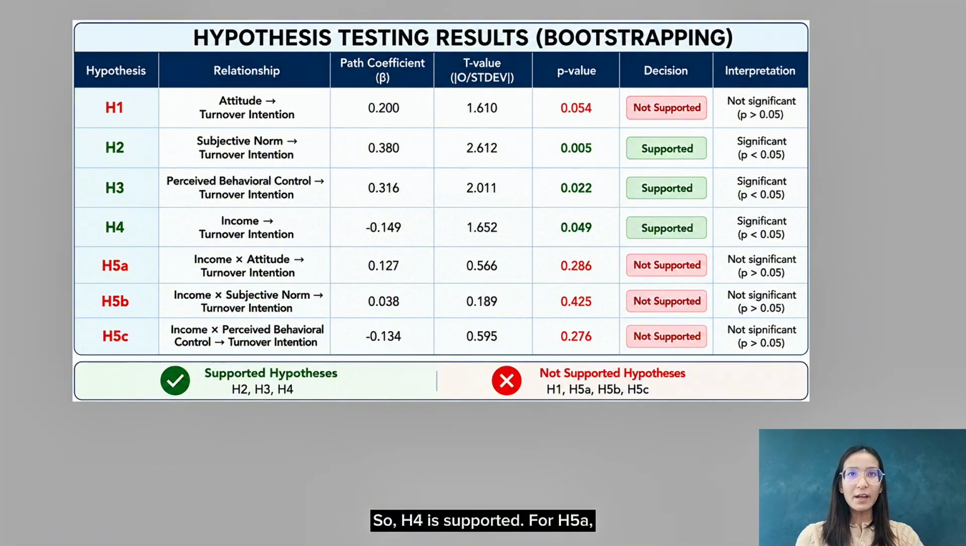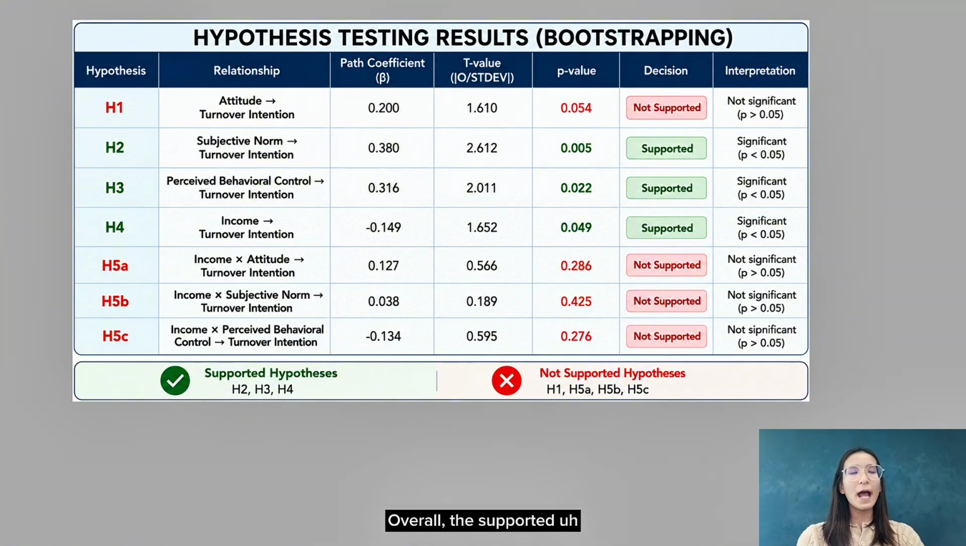For H5a, the income x attitude moderation effect has a p-value of 0.286. For H5b, the income x subjective norm moderation effect has a p-value of 0.425. For H5c, the income x perceived behavioral control moderation effect has a p-value of 0.276. Since all these p-values are above 0.05, H5a, H5b, and H5c are not supported.